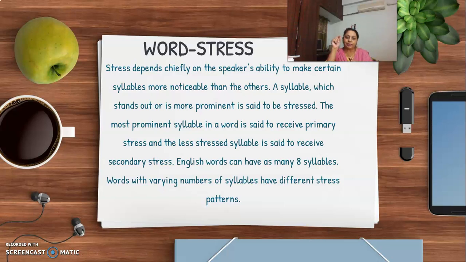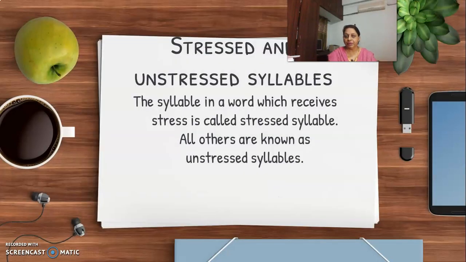And there are vertical lines which are known as stress markers, which we place at the right place to show whether the stress is on the first syllable or second or third or where. So in English language, words can have as many as 8 syllables. There are long words. So words with varying numbers of syllables have different stress patterns. There are some rules which govern the pattern. So we will once again have a look at stressed and unstressed syllables. The syllable in a word which receives stress is called stressed syllable. All others are known as unstressed syllables.